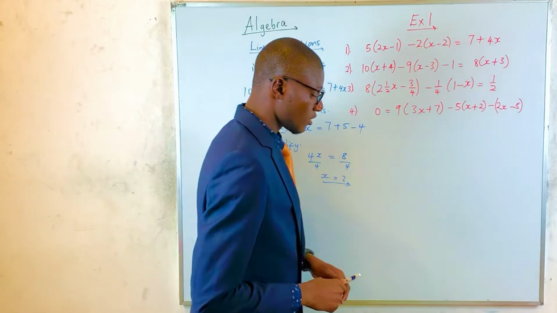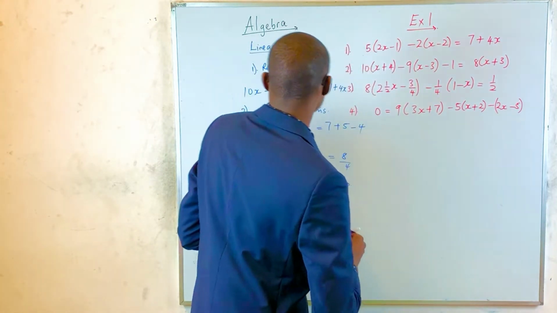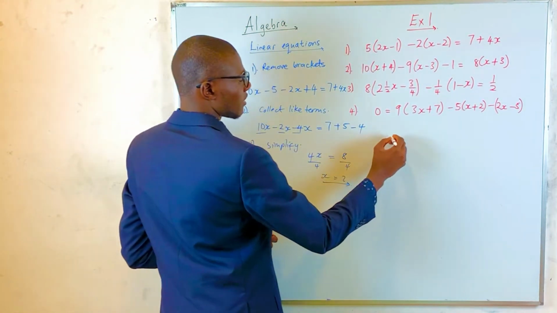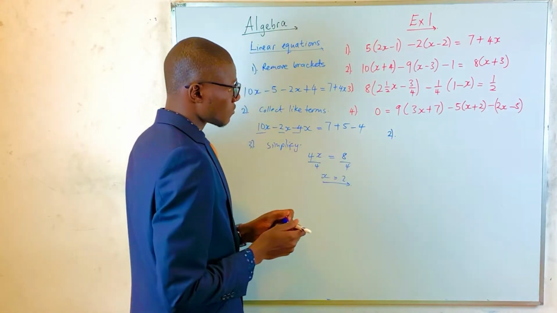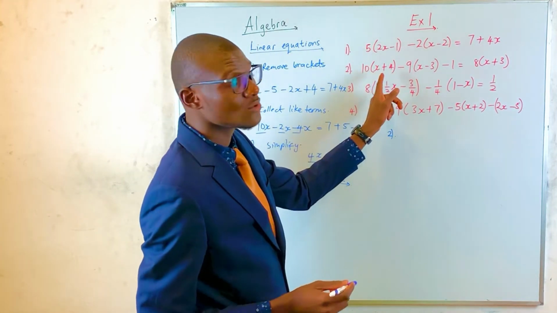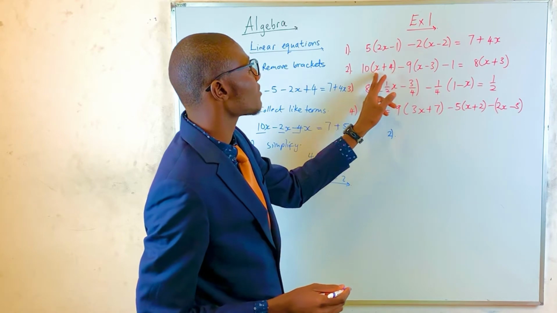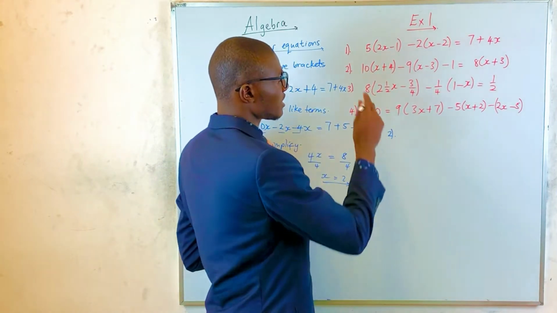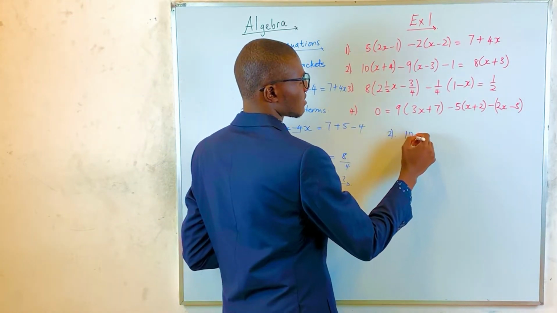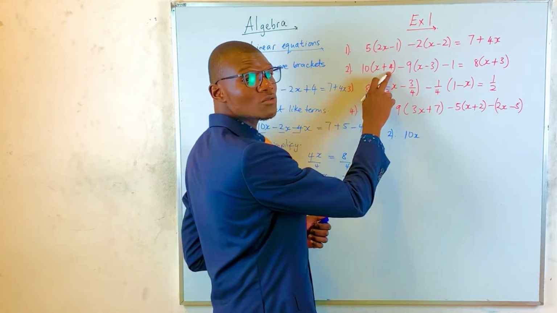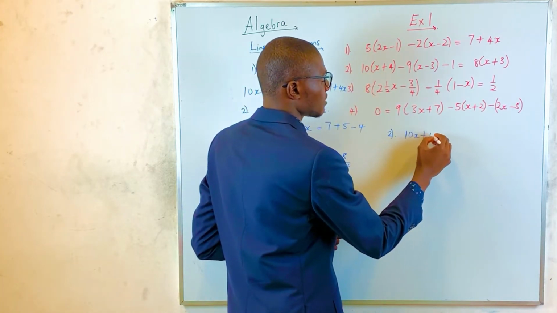So this was number 1, and now looking at number 2. First step, if we remove the brackets, we are multiplying what's inside the brackets by 10. So 10 times x, that's 10x.